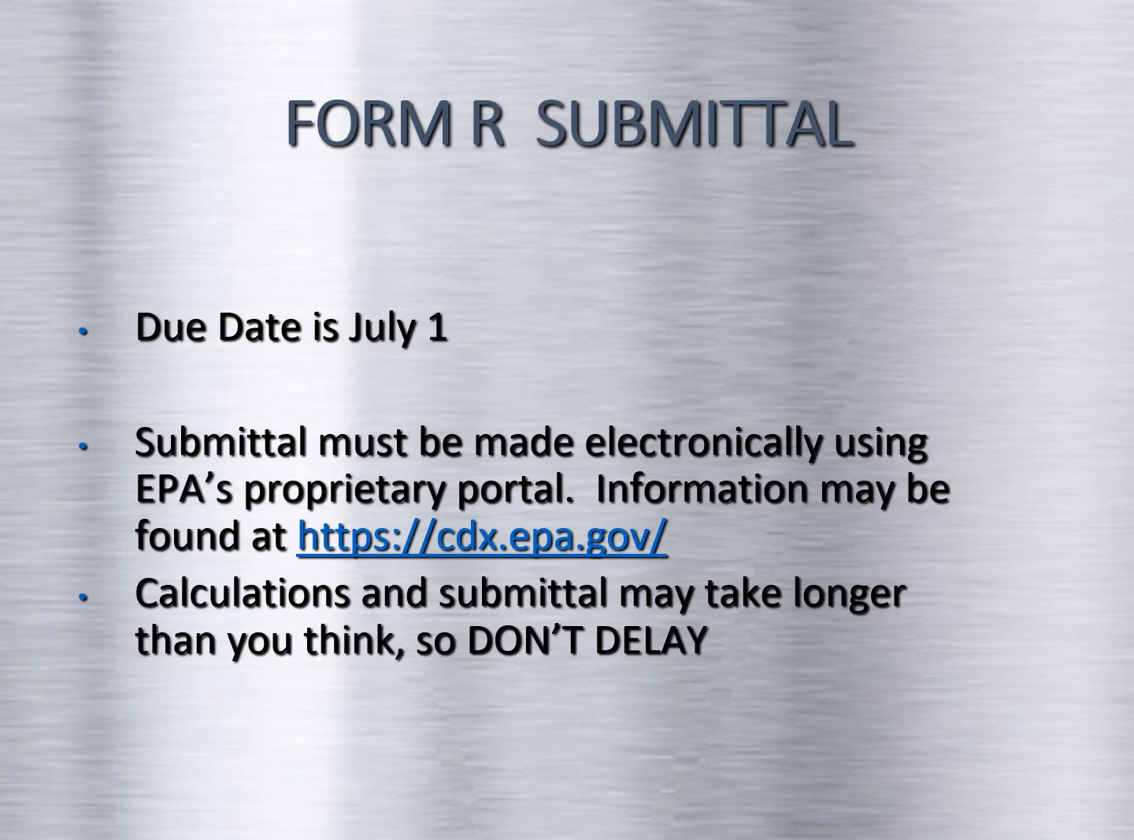To summarize, the deadline is July the 1st for the previous reporting year. You should have the previous year's data available anytime after January 1st, so get started as soon as you can. The data must be entered electronically at EPA's portal found at cdx.epa.gov.